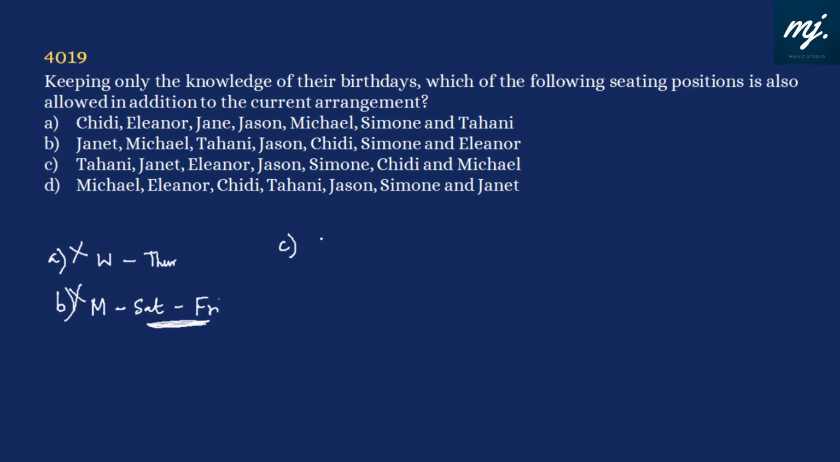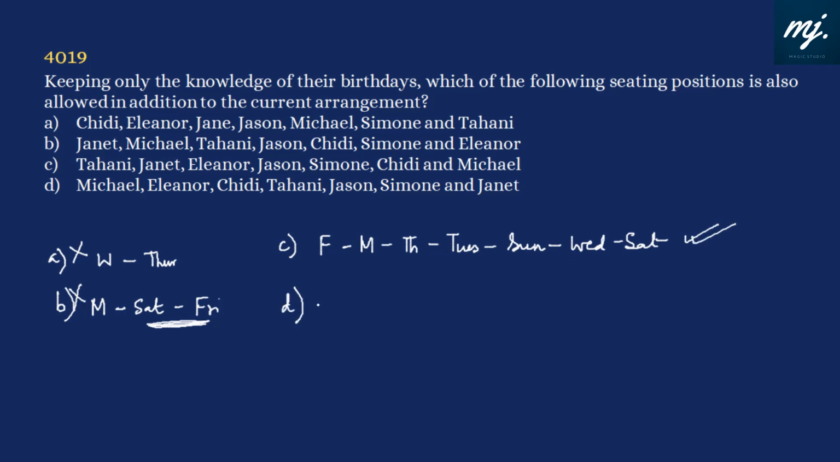Option C: Tahani Friday, Janet Monday, Eleanor is Thursday, then Jason is Tuesday, then we have Simon on Sunday, Chidi on Wednesday, and Michael on Saturday. And here we can see that none of the 2 days are consecutive. Option C is our pick.